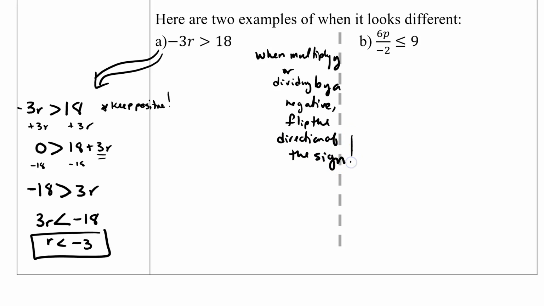So if I'm here, I'm going to divide this by -3 and this by -3. Since I'm dividing by a negative number, I want to flip it. So instead of going in this direction, we're going to go in this direction. -3r divided by -3 is simply r. 18 divided by -3 is -6.